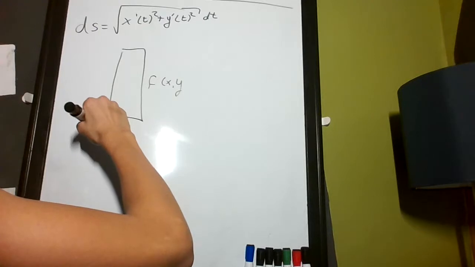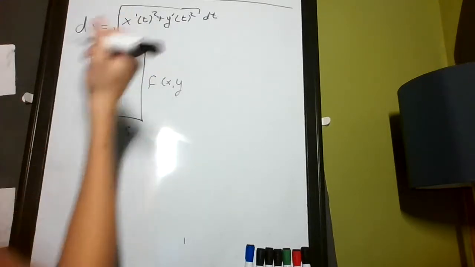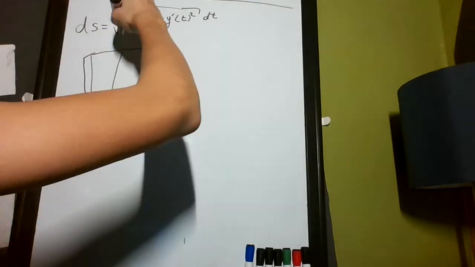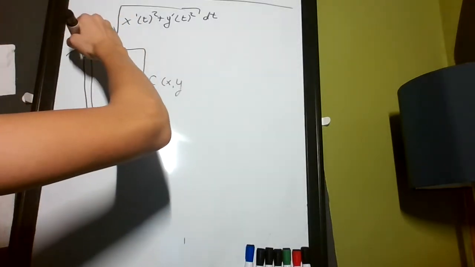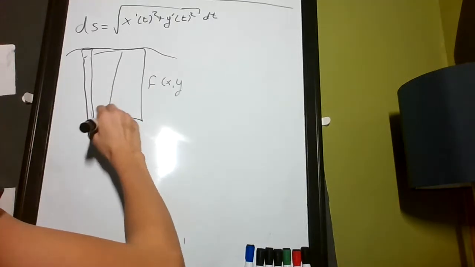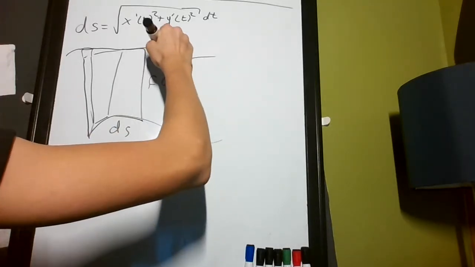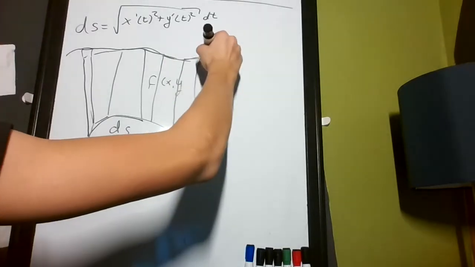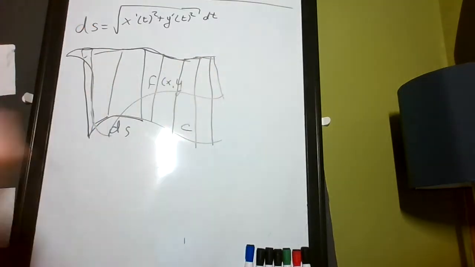Then you can imagine there's going to be another one beside it, kind of like that, and another one like that, and it's just going along the surface along our curve C. So right there is our curve C, right up here is our surface, and I'm just going along this curve right here.